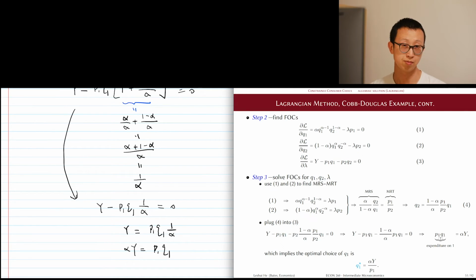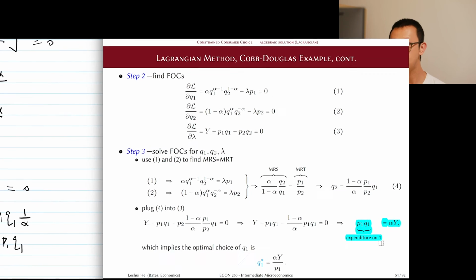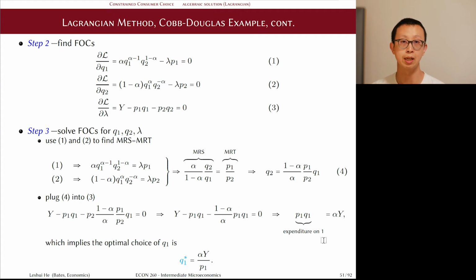Flipping both sides of the equation, exactly the same thing, just that we're going to put Q1 here on the left-hand side of the equation to seem a little bit more natural. Now we have this equation. P1 Q1 is equal to alpha times y. This equation has a very natural interpretation.